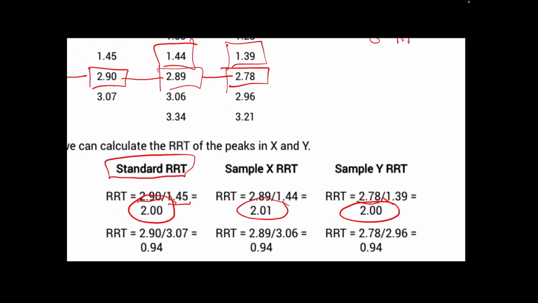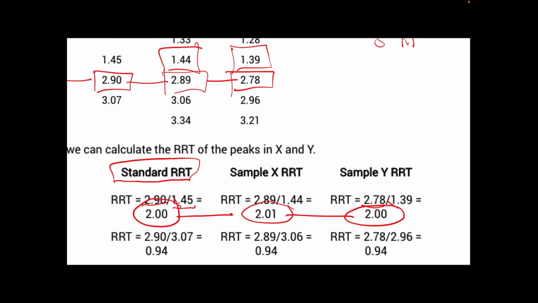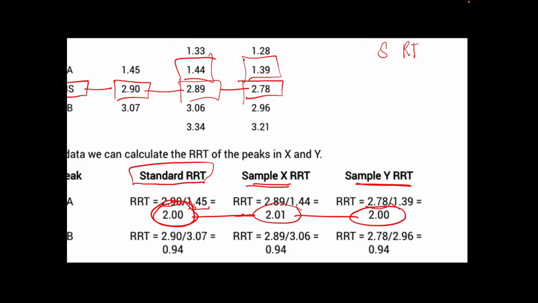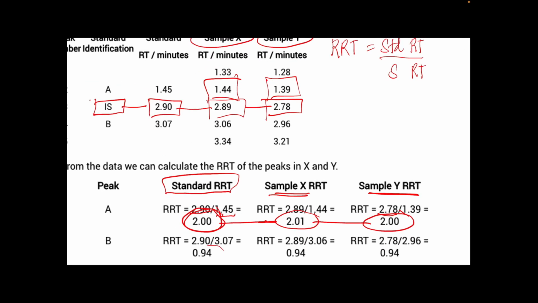So taking a look at these three, we can see now that the RRT of sample X and sample Y are close to the RRT of the standard. So positive identification can be made in sample X and sample Y. Also, in this case, we have 0.94 for the standard, 0.94 for sample X, and 0.94 for sample Y. So positive identification can also be made in this case.